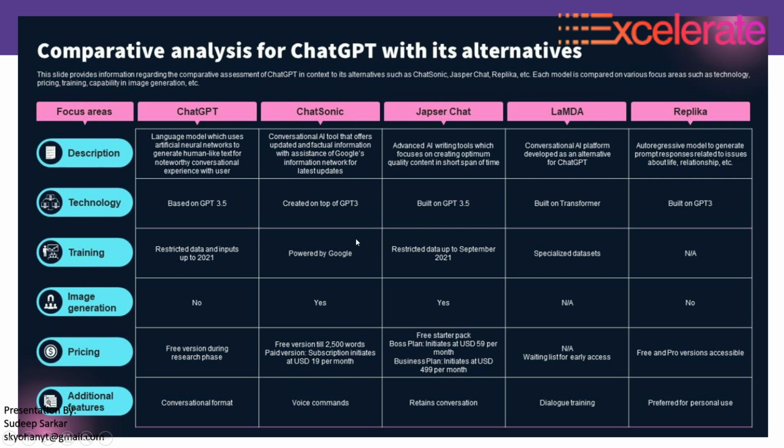better. Training restricted data up to 2021 powered by Google. Restricted data specialized dataset replica. Pricing free version during research phase. So particularly speaking only for the free version there is limited amount of image generation. Additional features conversational formats. Similarly we have free startup have free and pro version available preferred for personal use.